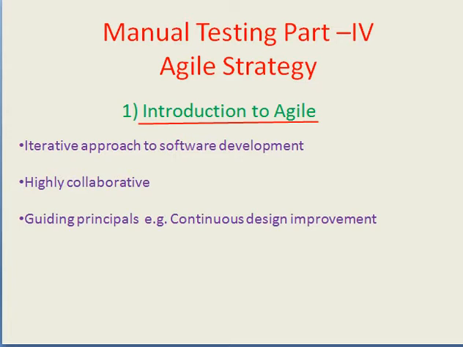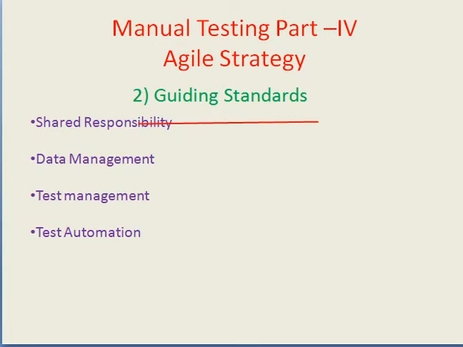Now the next section is the guiding standards. So depending on your situation, you can put in the guiding standards. One standard can be shared responsibility. This means that everyone is equally responsible for the quality. Quality is not the responsibility of the software tester in the team, but each member of the team, like product owner, developer, customer, tester, each and everyone is equally responsible for the quality.